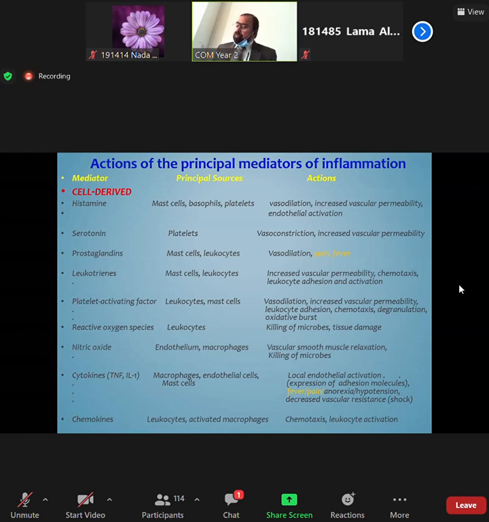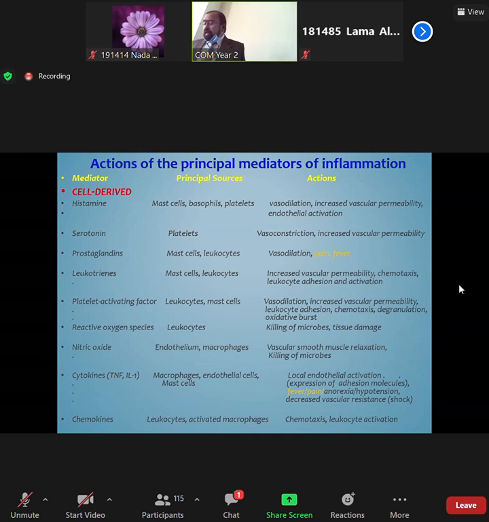Then we have cytokines like tumor necrosis factor and interleukin 1. They are secreted by macrophages, endothelial cells, and mast cells. Again, the function is local endothelial activation. You know how TNF and interleukin 1 activate the integrins, ICAM and VCAM, and stick the leukocytes together, right? Expression of adhesion molecules, you know about it.